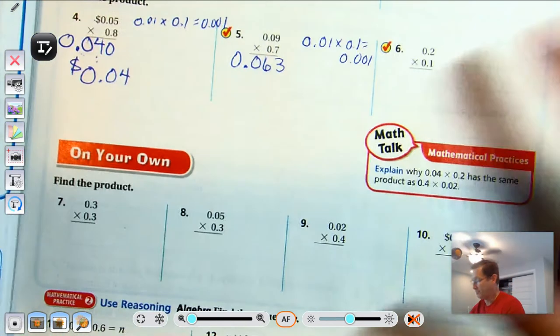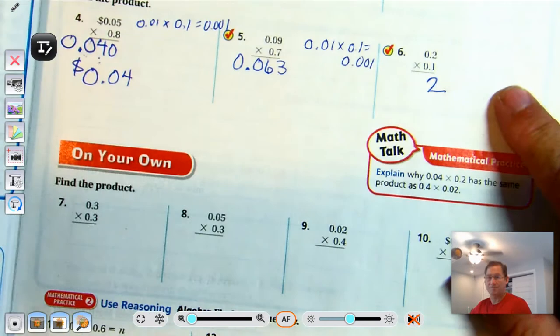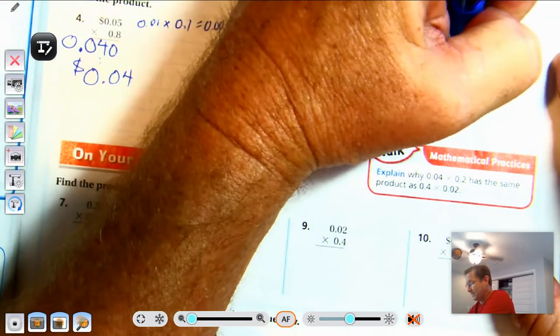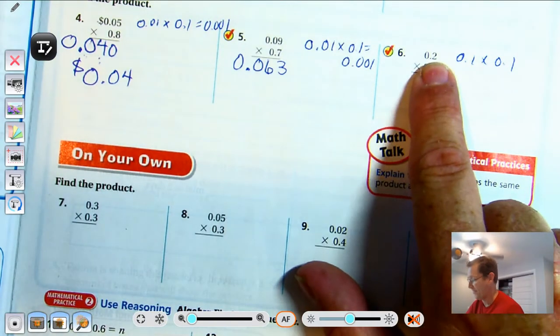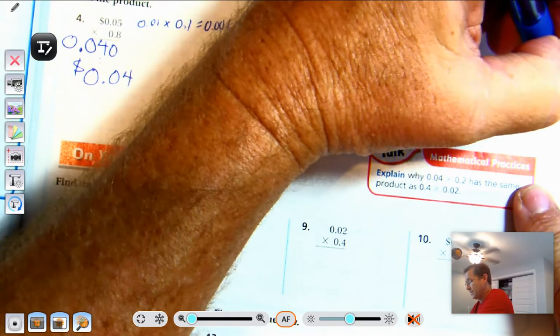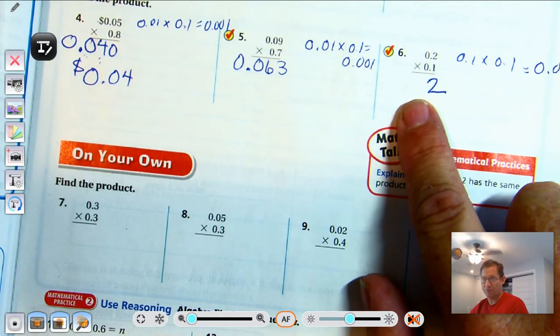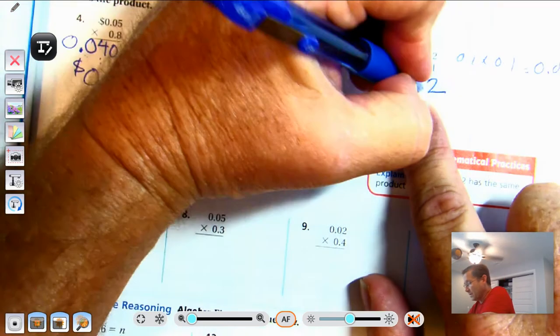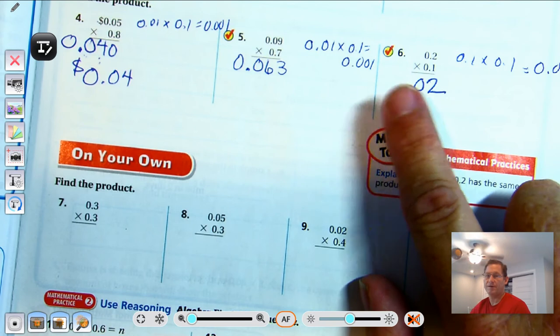Number 6, well, we basically have 2 times 1. Well, 2 times 1 is 2. And we have a tenth times a tenth. Tenth and tenth, that's going to equal a hundredth. Well, if we put the decimal point right now, we'd have 2 tenths. So we're going to have to add a 0 to the left of the 2 and put a decimal point.